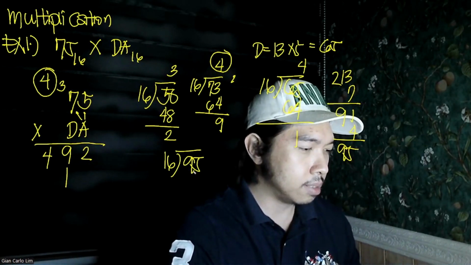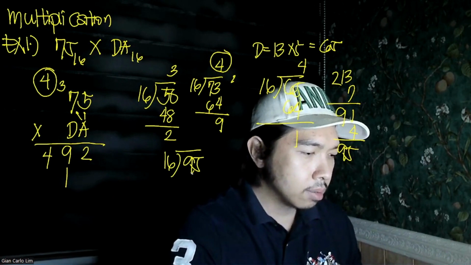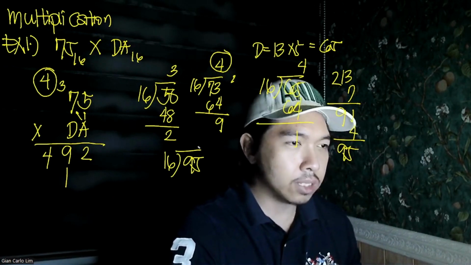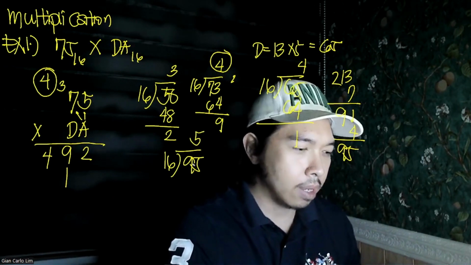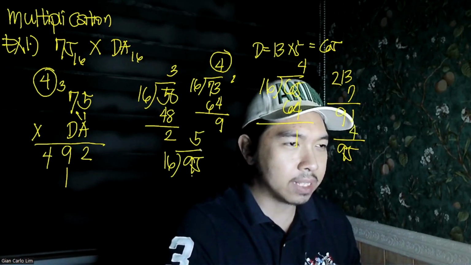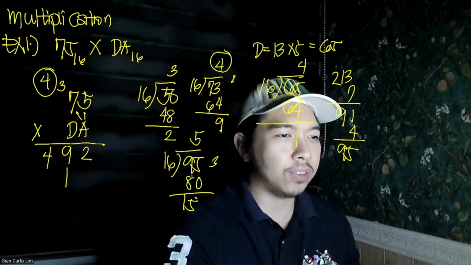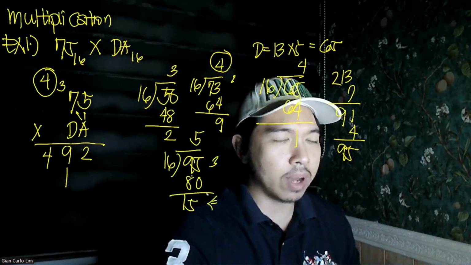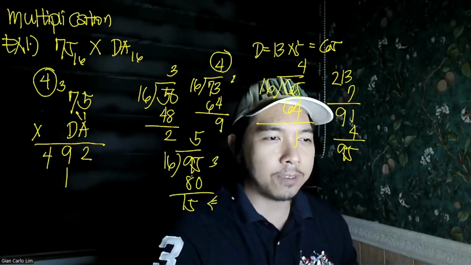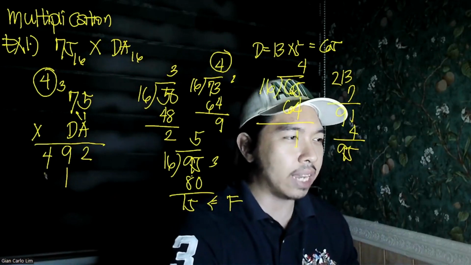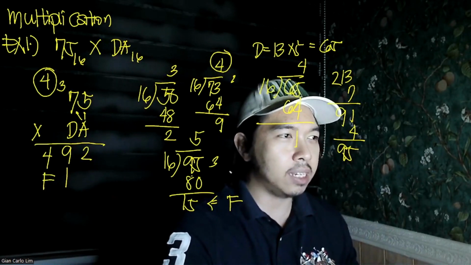So, 16, 95, 16. So, we have here 5. Okay. So, we have here 5, 6 times 5. So, 30 carry 3, 80. Okay. So, we have here 15. Okay, 15 ang remainder. So, what is 15 in hex? We know that 15 is equal to F. Okay, so we write here F and then carry 3.